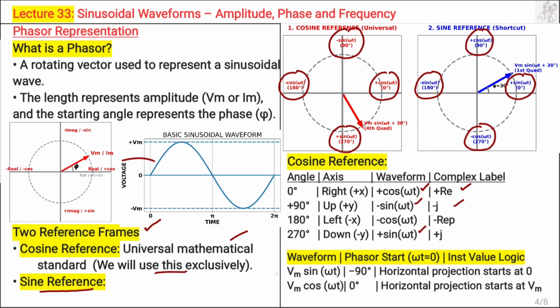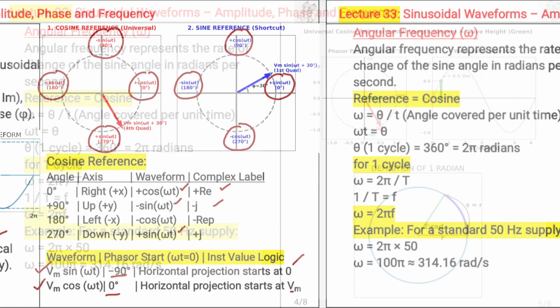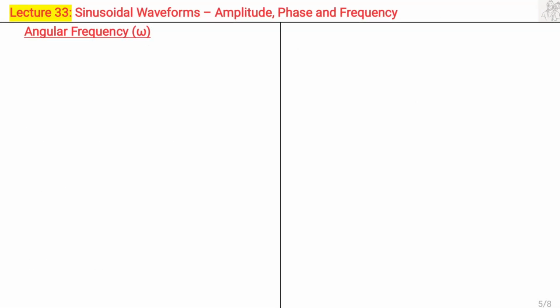So we can simply say that if we want to represent Vm sin omega t, it will start at minus 90 degrees for the cosine reference phasor representation, and the horizontal projection of that value will be simply 0. And if we want to represent Vm cos omega t, it will start at 0 degrees, and the horizontal projection will start at Vm. The phasor rotates in the anticlockwise direction. So now we have understood the phasor representation.